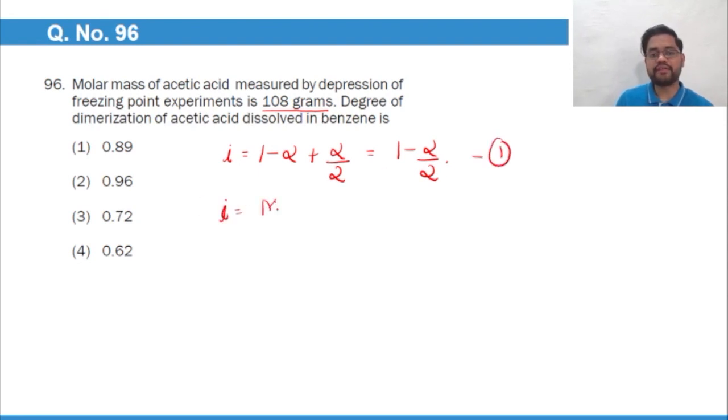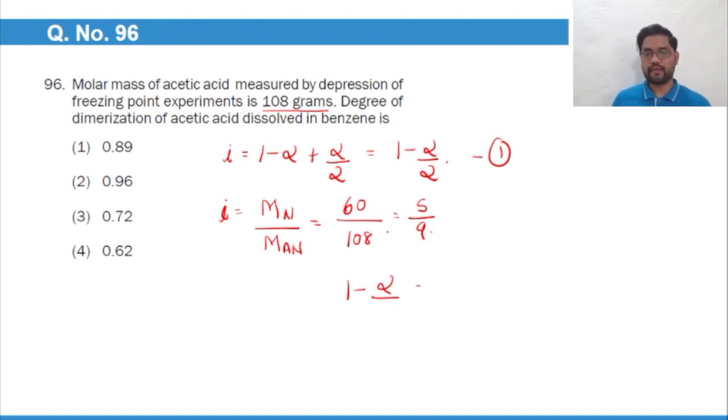I can also be calculated as M normal to M abnormal. Right? Clear? So normal is 60, that is molecular weight, and its molar mass experimentally calculated is 108. That will give you value as 5 by 9. Right? So you can equate this thing, 1 minus alpha by 2 is equal to 5 by 9, and if you solve this equation, you will get answer as 0.89.